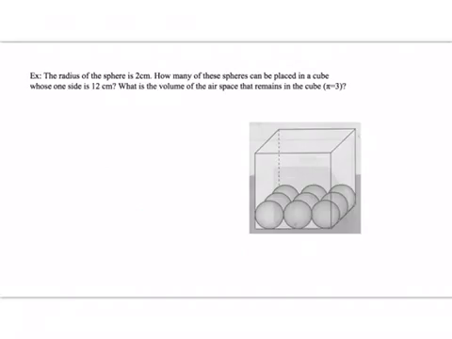The radius of the sphere is 2 centimeters. How many of these spheres can be placed in a cube whose one side is 12 centimeters? And what's the volume of airspace that remains in the cube? Now here, the length of the cube is 12 centimeters. So how many spheres with a diameter of 4 centimeters can I put here?